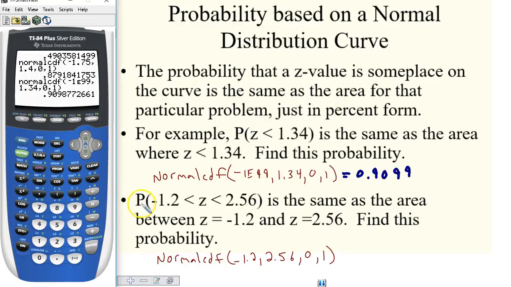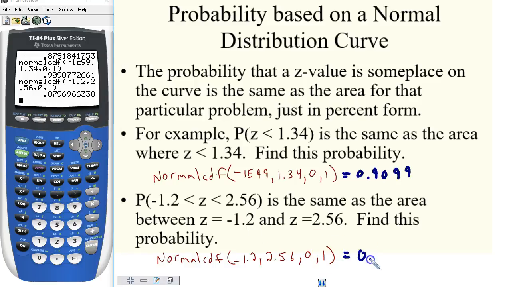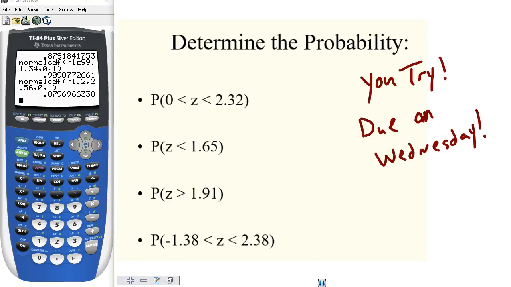When we find the probability that we get a z-score between -1.2 and +2.56, we're just finding the area between those points. So we are going to use normal CDF from -1.2 to +2.56 with a mean of 0 and a standard deviation of 1, and we get a probability of 0.8797 rounded. I want you to understand that this isn't different. It's the same thing that we have been practicing, you just have this probability notation attached to it.